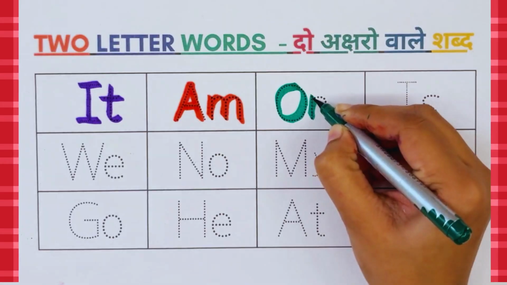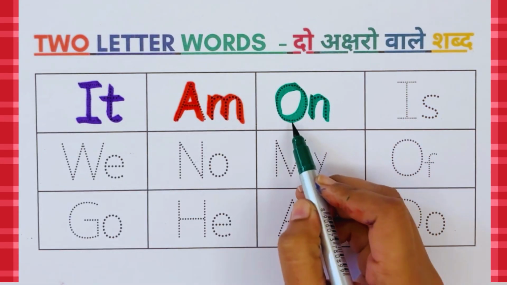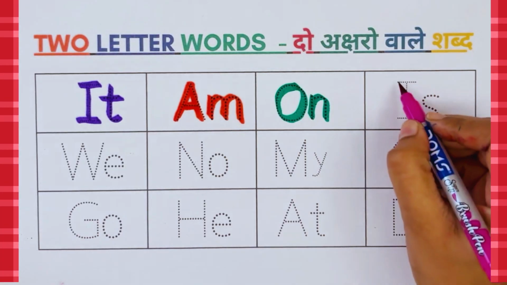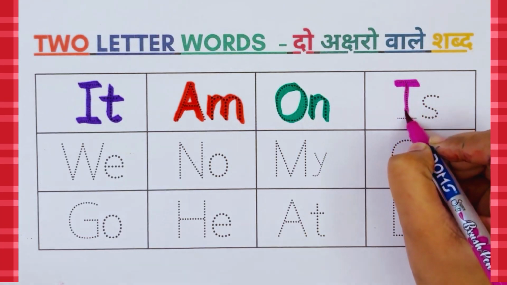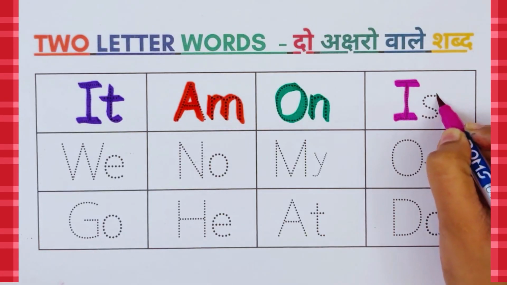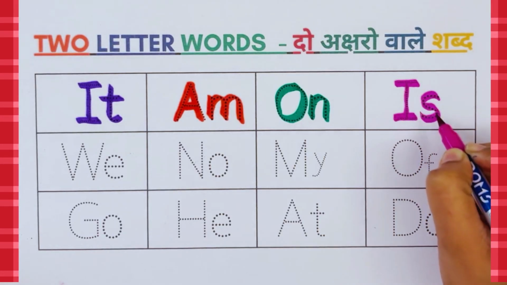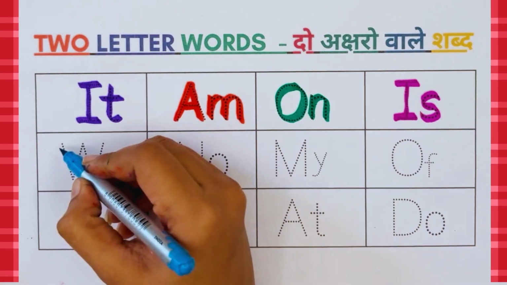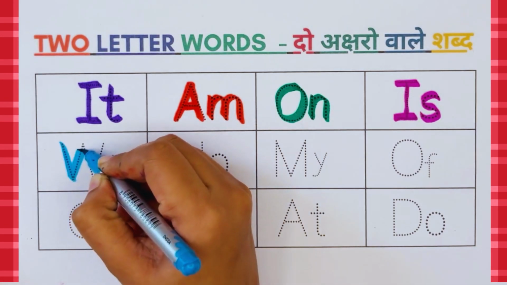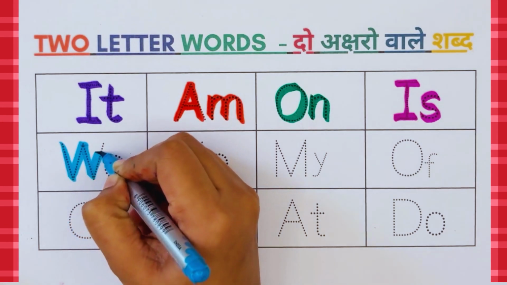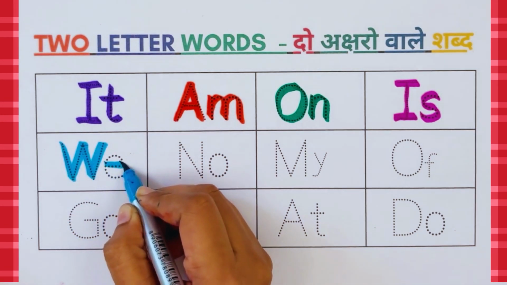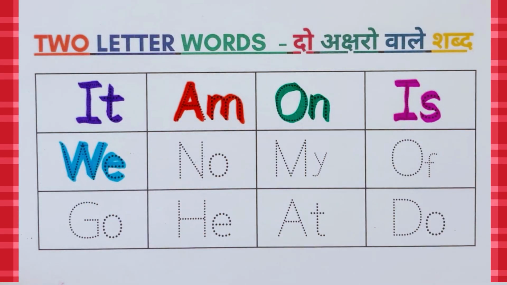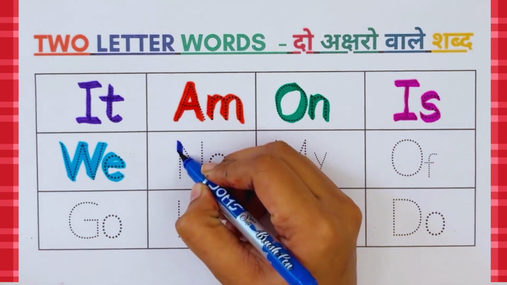Now let's come to the next word, which is O-N. On. What is this? O-N. On. क्या है ये बच्चों? On. Okay. Now we will write the next word, which is I-S. Is. क्या है ये? I-S. Is. Now let's move forward to our next word, which is we. W-E. We. क्या है ये? We. W-E. Next.